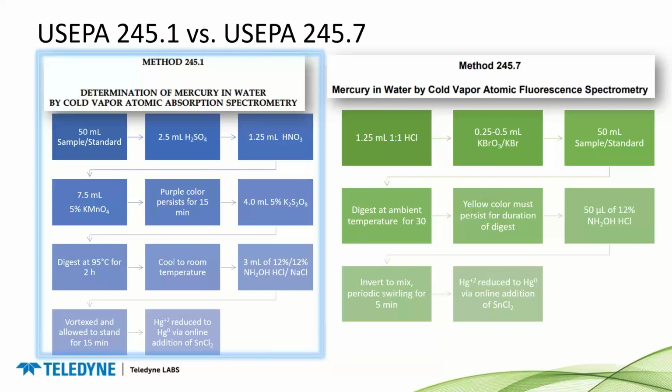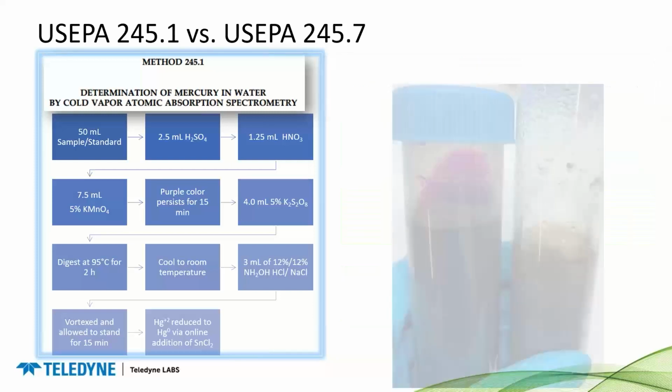These flowcharts compare the sample preparation and digestion procedures for 245.1, in blue, and 245.7, in green. So they are different in every step of the process except for the sample size of 50 milliliters and the final reduction step of the Hg+2 being reduced to elemental mercury by stannous chloride. So let's focus first on 245.1. Again, this is the atomic absorption method. It's the less sensitive technique.